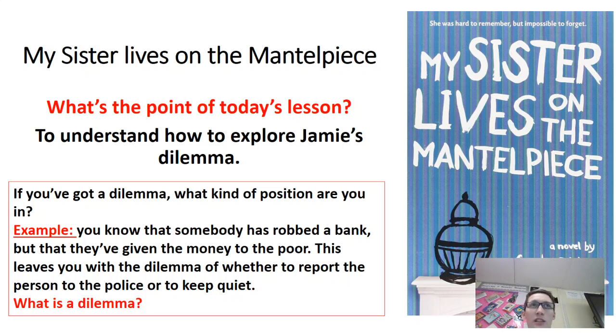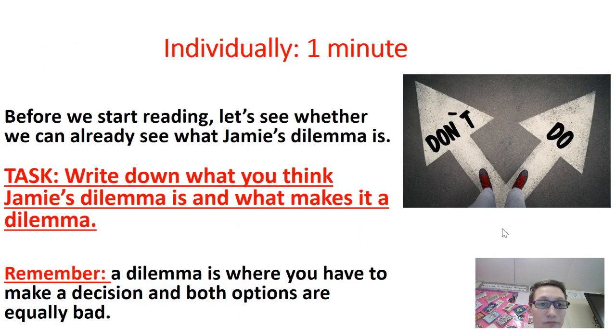And a dilemma is one of these things where you have to consider your options and come to a judgment based on what somebody has done. Okay, so today we're going to apply that to the novel to try and explore Jamie's dilemma. Now before we start, what I want you to do is have a think about what Jamie's dilemma might be at the moment. Throughout this video I'm going to ask you to pause at various points.